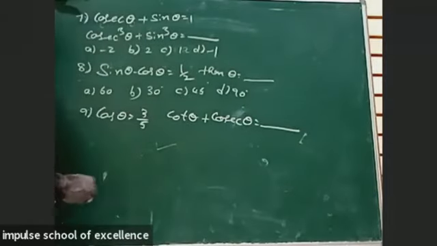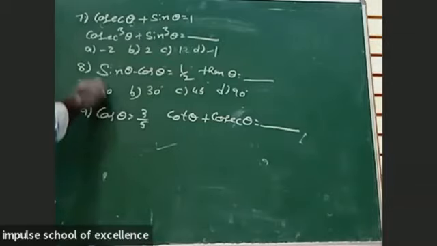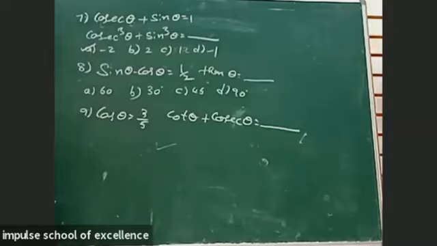Sir, is the seventh one D, sir? Seventh one, D, minus 1. No, ma'am. The value is minus 2. Once cross check.